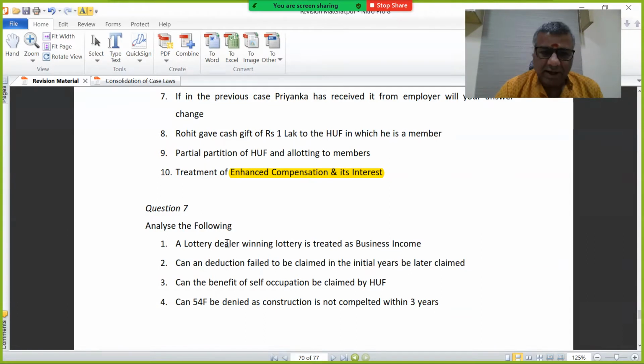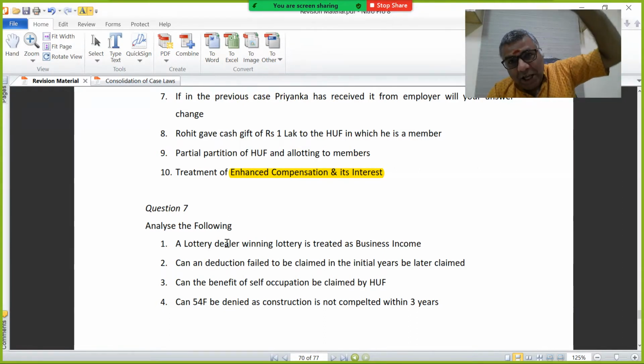This compensation treatment will remain the same. The compensation is for the original asset. If the original asset is a long term capital asset, compensation is also a long term capital gain.